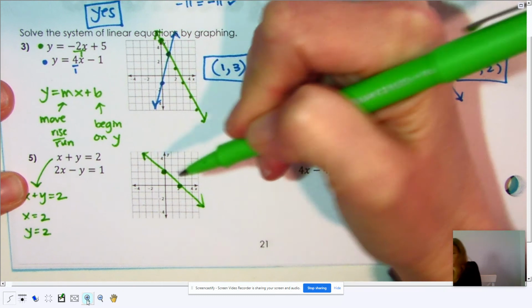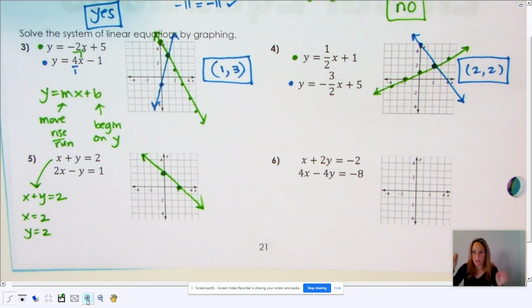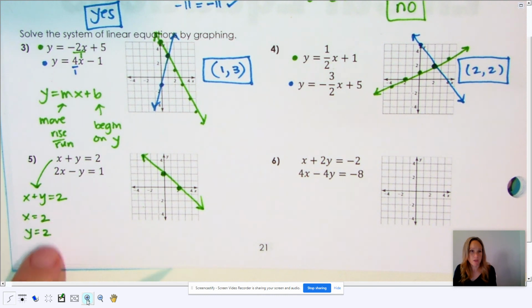So some students like this way a little bit better because you don't have to worry about slope and do I start on x, do I start on y? It tells you where to go. X is 2, y is 2. Plot them, connect the points, okay?